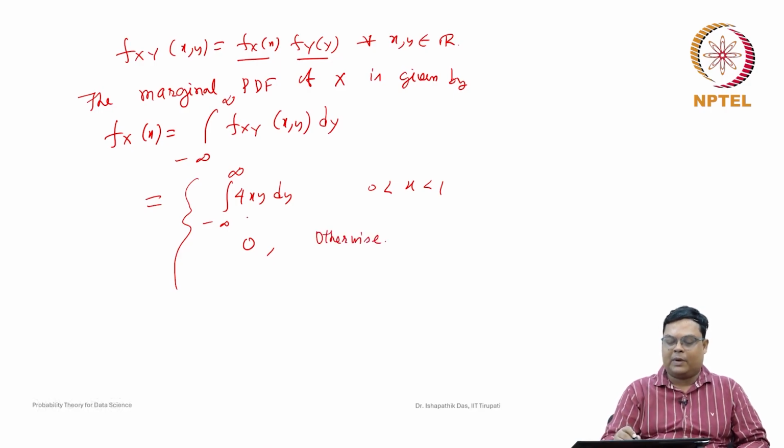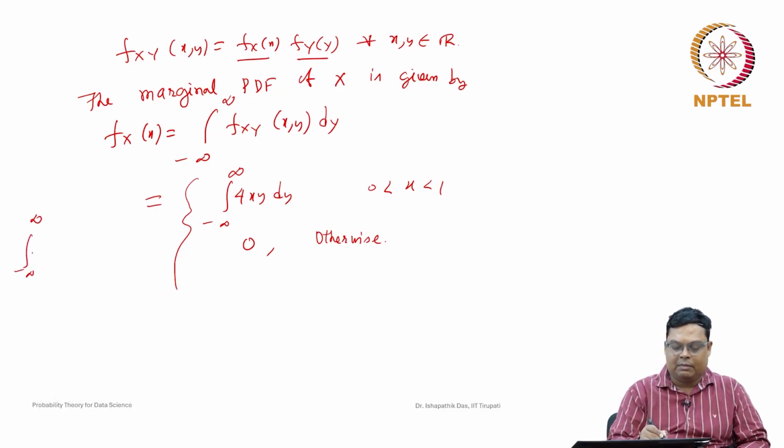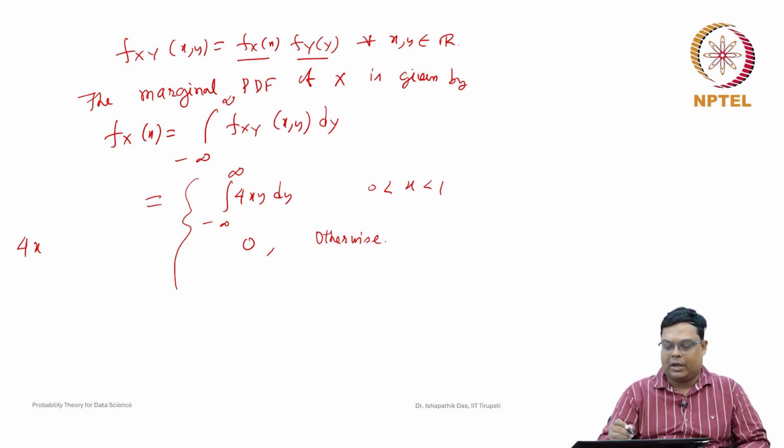So, then the integral from minus infinity to plus infinity of 4xy dy, you have to do the integration. Let us do this integration here. 4x is constant here, so this integration will be nothing but 4x into, fixing some value of x, y squared by 2.